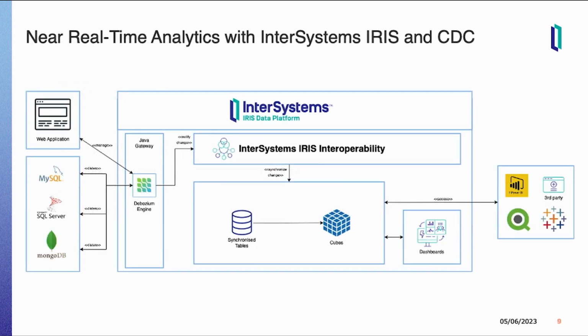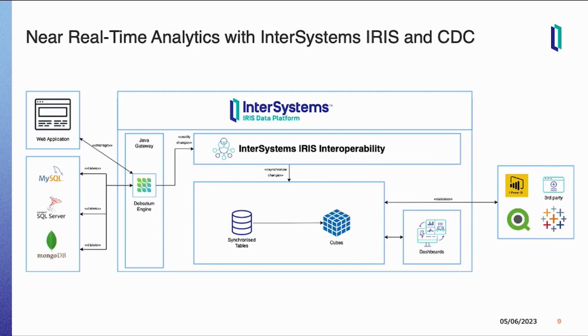Now here's a high-level view of what the solution that we've just run looks like. Down here we see a bunch of databases. I've used MySQL, but Debezium supports many databases that you might be familiar with, such as SQL Server, Oracle, MongoDB, and it supports a bunch of others. And what we're doing is we're using the Debezium engine as a Java application, and that's running in the Java gateway. And then we're using IRIS to access this.